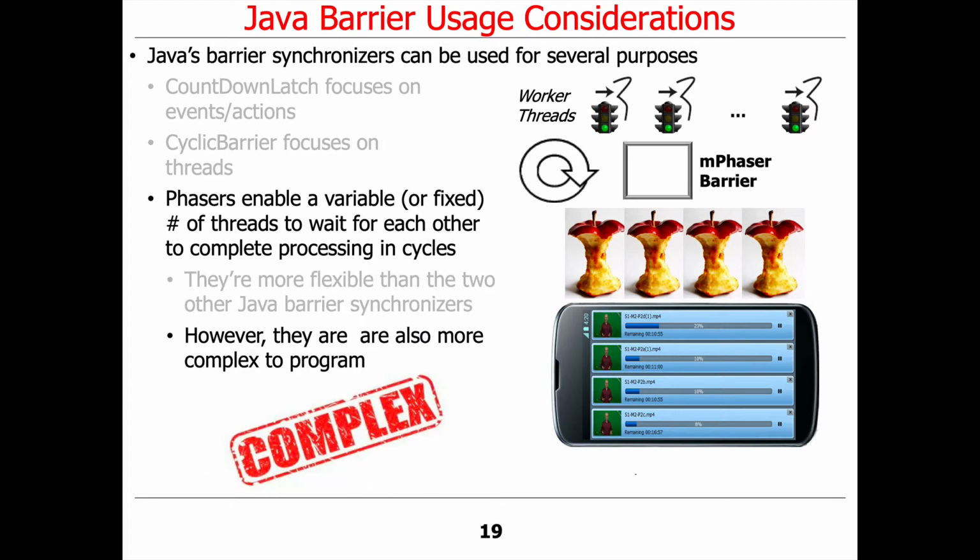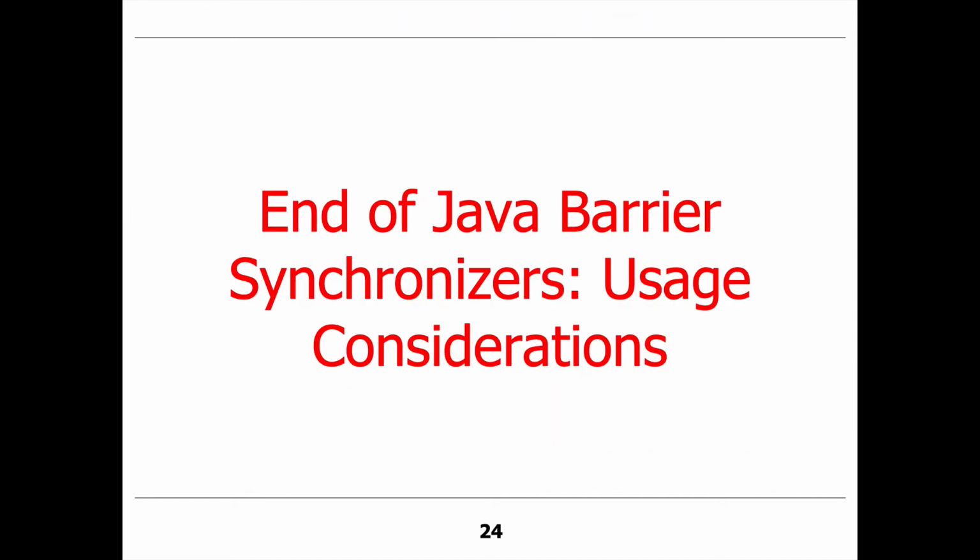So in a sense, they're more flexible than the other two Java barrier synchronizers because they essentially subsume what they do. However, they're also a bit more complex to program because they have a lot more features, and you have to understand more nuances with respect to how the various threads interact and how threads can join and register and arrive and advance and so on. So they're a bit more complicated to use. So for the simple use cases, I recommend sticking with cyclic barriers or countdown latches. They're much more popular, much more common because they solve the usual case. So that's the end of our discussion about Java barrier synchronizers and the usage considerations therein.